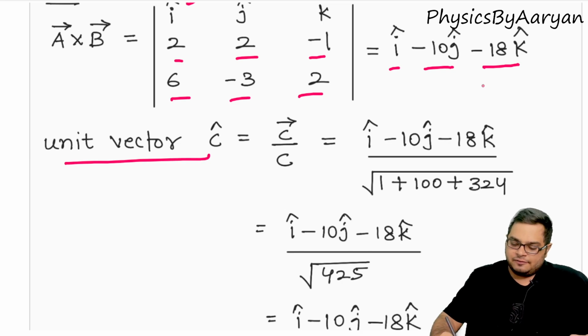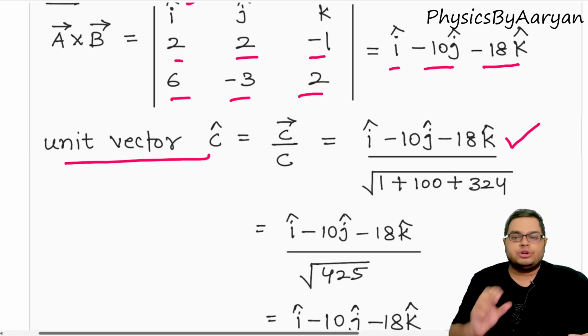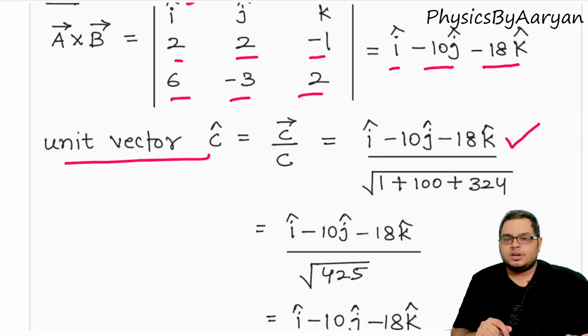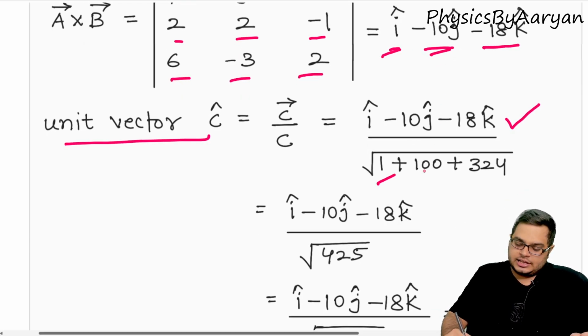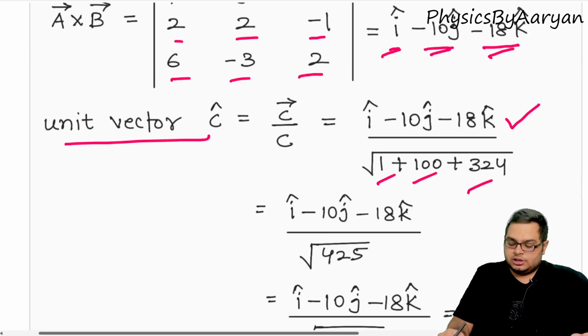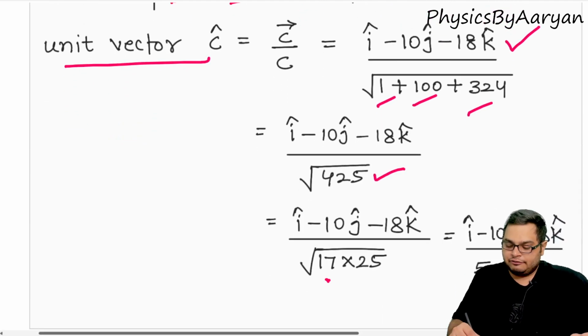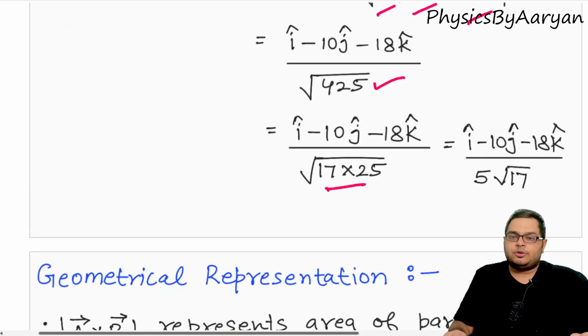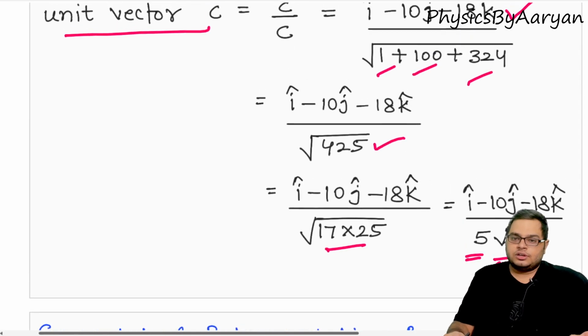So I already have a vector. I just need to divide by magnitude so that I get a unit vector. So if I divide by magnitude, how do you find the magnitude? 1 square plus 10 square plus 18 square, which is under root of 425. Under root of 425 can be written as 17 into 25. And 25 can come outside the under root, and outside it will be 5. Under root of 25 is 5, and under root 17 remains inside. So this is your answer.